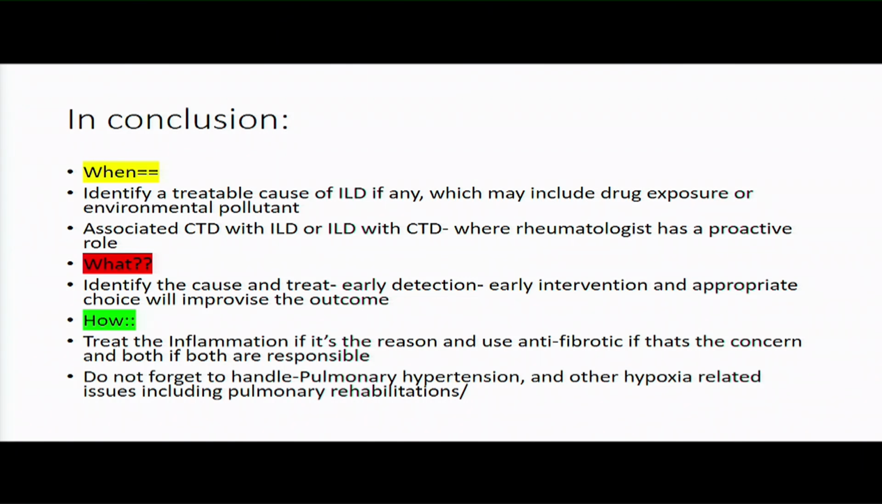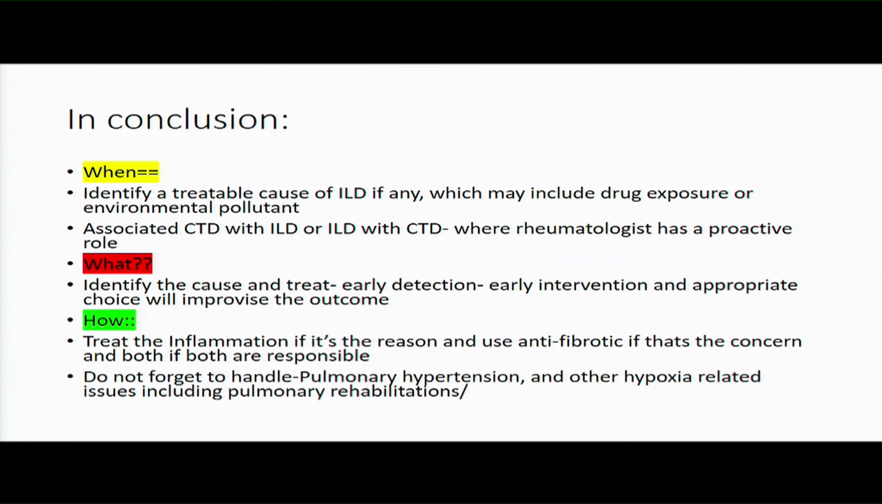In other conditions like connective tissue disease, we have the immunomodulators. So one needs to look seriously for connective tissue disease. For patients with ILD and a connective tissue disease, that's where a rheumatologist steps in to figure out and identify the diagnosis. What to treat? As I said, identify the cause. I think the last few slides clearly suggest how to intervene and how much to intervene.